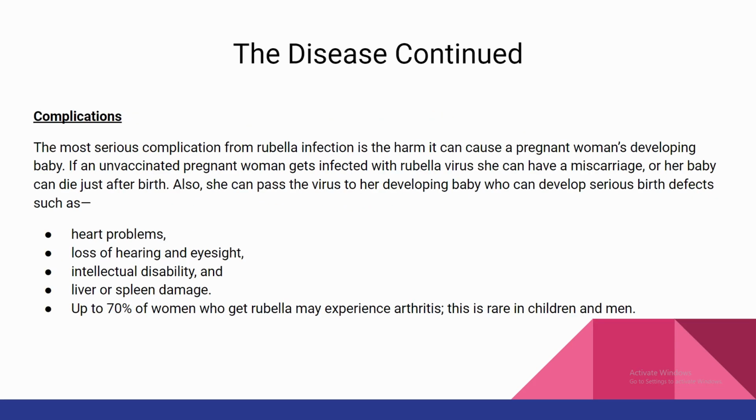Now, these are the complications and why rubella is such a dangerous pathogen and why we should be wary of this virus. The complications take most of their effect in pregnant women and the child being born. This is the most dangerous state for rubella to infect either the pregnant mother or the child. So for the child, a miscarriage is very possible. Other problems for the child are heart problems, loss of hearing and eyesight, intellectual disability, and liver or spleen damage.